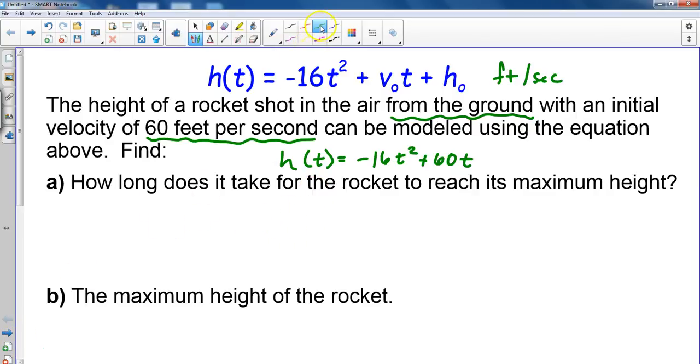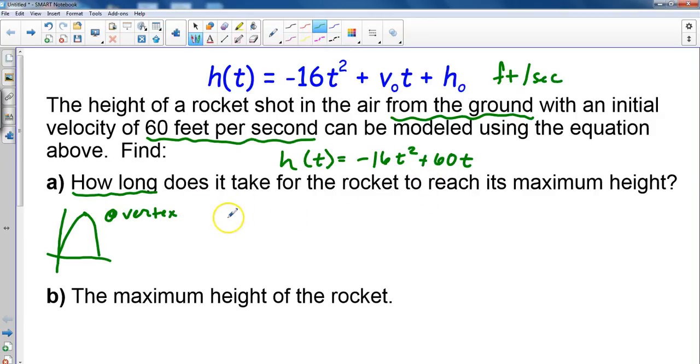Alright, so let's go ahead and try to figure out what information we need to know. Number one, how long does it take for the rocket to reach its maximum height? So how long is an indication that we're solving for t. If this rocket is shot from the ground, it's going to look something like this. Here are my axes. It's going to come up and hit the ground right there, so it's parabolic in nature. The maximum height is going to be found at the vertex. So we need to go ahead and find the vertex.